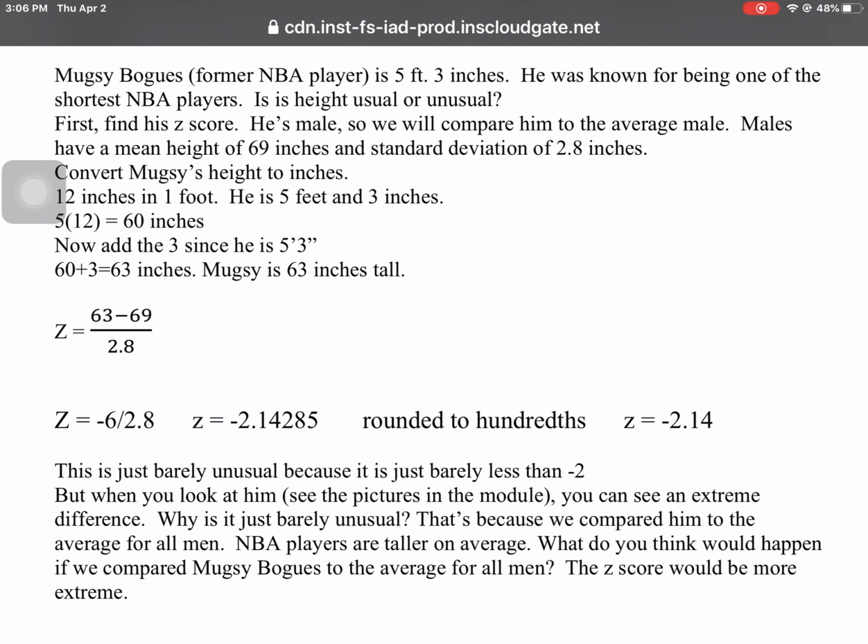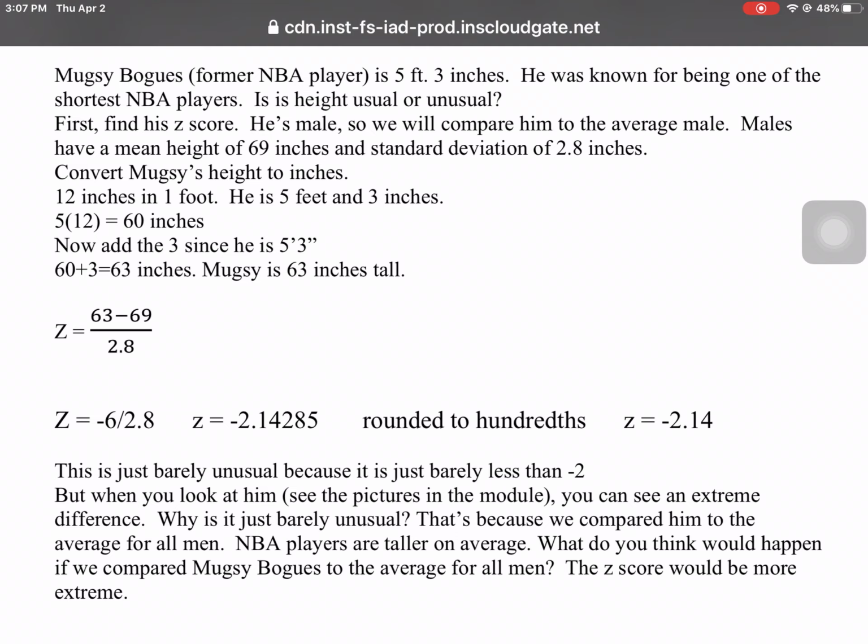First, we need to take Muggsy's height and change it to inches. 12 inches in 1 foot. He is 5'3". Okay, so 5 times 12 equals 60. Now add the other 3 because he's 5'3". Okay, somebody that's 5 feet tall is 60 inches, but he's 5'3", so 60 plus 3 is 63. Okay, so what's Muggsy's Z-score?